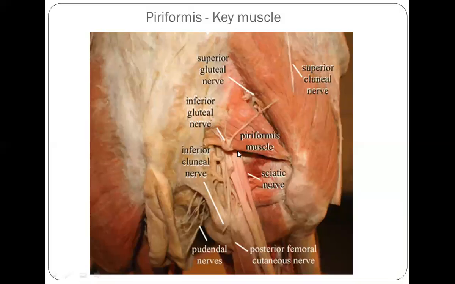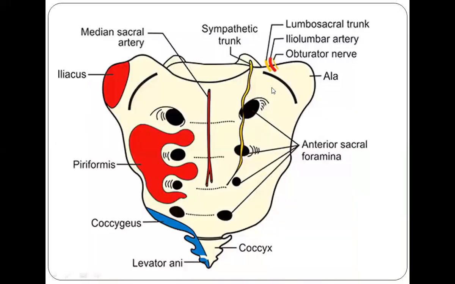Piriformis muscle is called the key muscle because nerves and vessels in the gluteal region are named in relation to piriformis. In relation to piriformis means, see this nerve emerging from the inferior border of piriformis. It is called the inferior gluteal nerve, a branch of the sacral plexus. Whereas superior to piriformis, there will be the superior gluteal nerve and also the superior gluteal vessels. We will learn those details a little later. So this is an important fact that piriformis is known as the key muscle of the gluteal region.